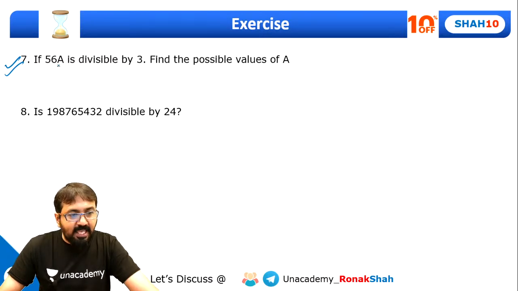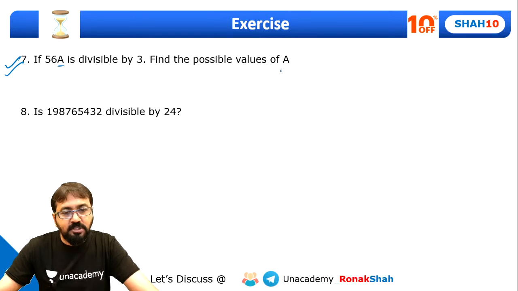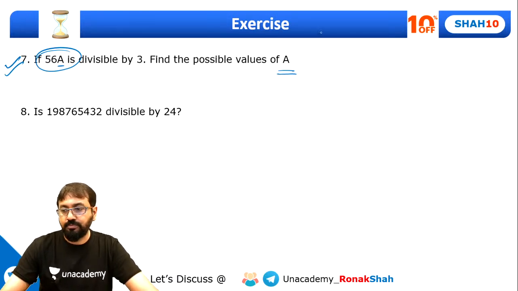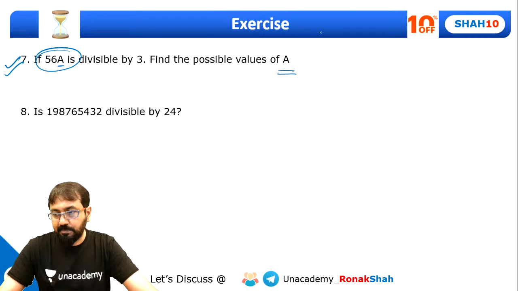5, 6, A is the units digit, is divisible by 3. Find the possible value of A. तो A क्या होना चाहिए? Yes, great. चलो जल्दी से इसका बताओ.